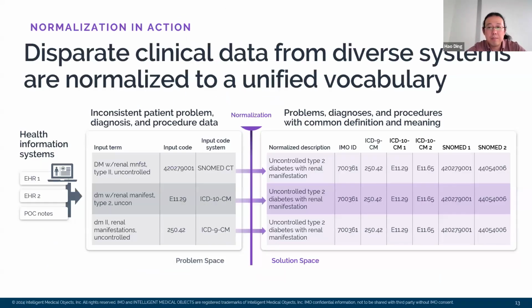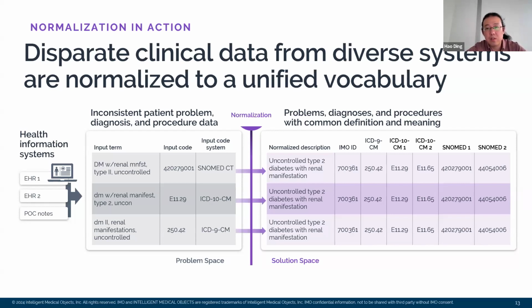Here, let's take a sneak peek at our normalize engine. At IMO, we normalize disparate clinical data from diverse systems to a unified vocabulary called IMO lexicons, and then further map them to different code sets, allowing users to easily crosswalk between different coding systems.